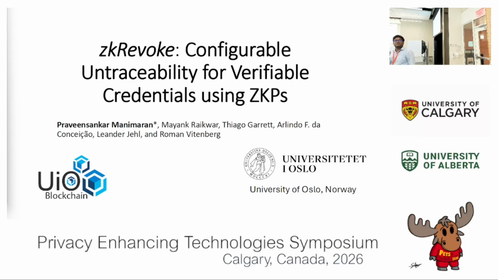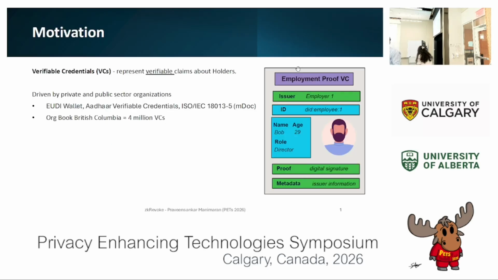It's a protocol for addressing privacy issues in revocation of verifiable credentials. Let me briefly give a background on verifiable credentials. Verifiable credentials contain claims about holders, like name, age, role. In this example, the use cases for verifiable credentials are diplomas, passports, and employment identities. Right now, these verifiable credentials are being deployed in private and public sector organizations such as PUDI.